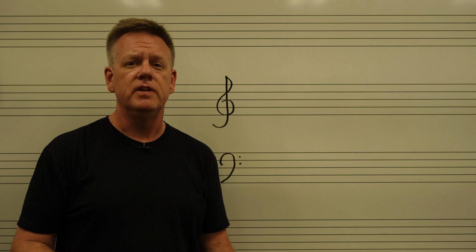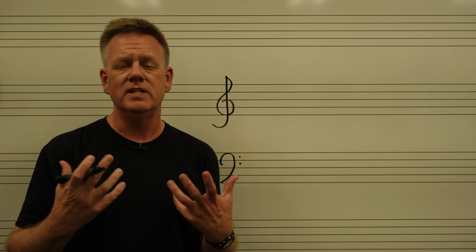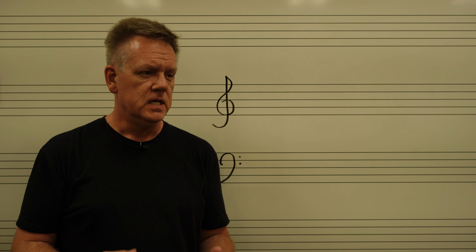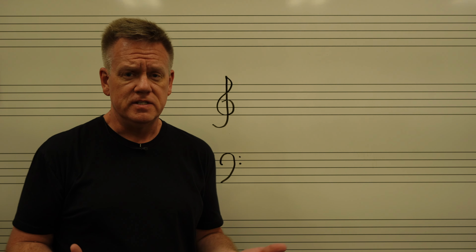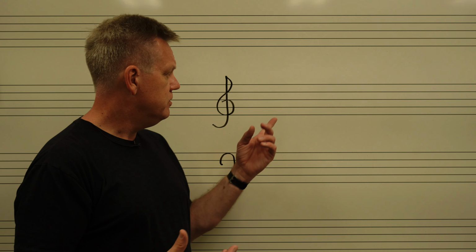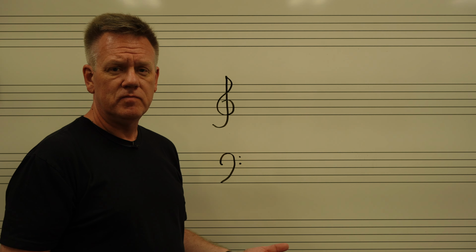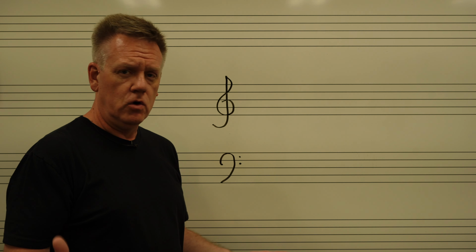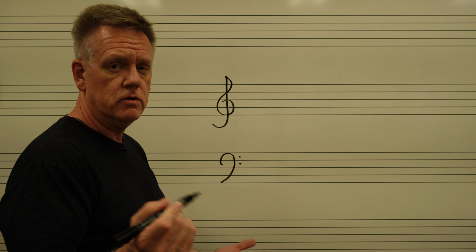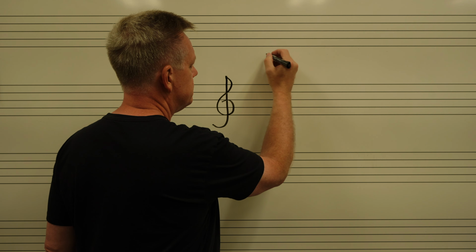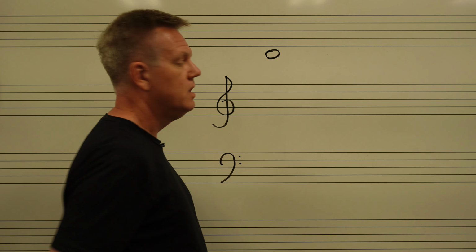Today's very short video is going to be on notation. What is notation? Simply put, notation is just the symbols that we use on the lines and spaces. That's it. Today we're just going to use the whole note, which is an oval. Whole note looks like this. That's the whole note.